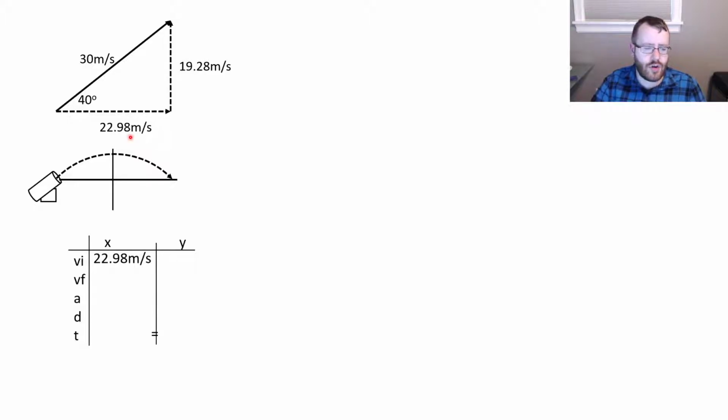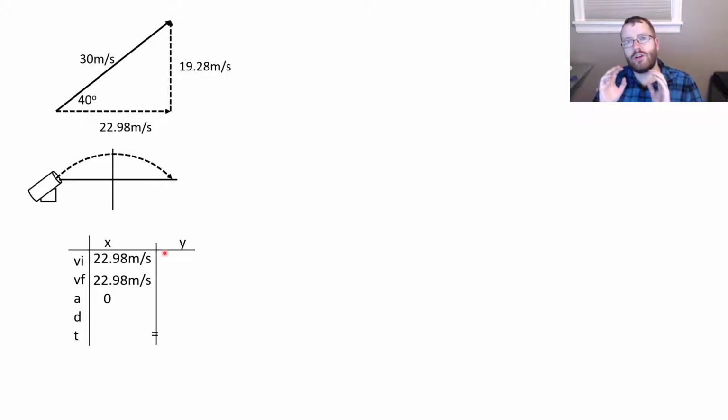And that's just going to go in the VI for the X. Our acceleration in the X is the same as it always is going to be. It is 0. There's no change in speed in the X. There's no rockets attached to the cannonball, no parachute. Because we have no change in speed, it will stay 22.98 meters per second the entire way. The initial and the final are the same.